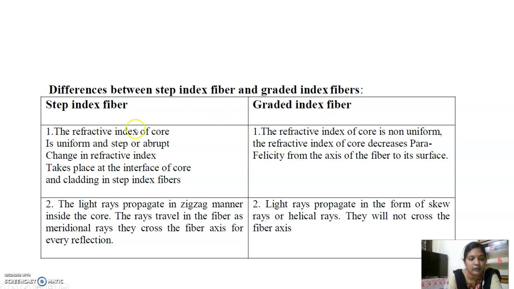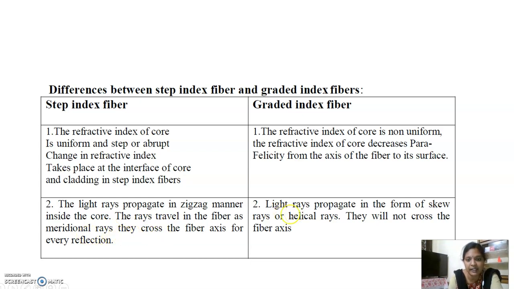In step index, we have uniform refractive index of the core and the cladding, so it is varying step by step, whereas in graded index fiber, we have non-uniform refractive index of the core and uniform refractive index of the cladding. The second point is that light rays propagate in a zigzag manner. Here it is propagating in a zigzag, crossing the fiber axis and undergoing TIR. This particular zigzag path of movement of rays is called meridional rays.